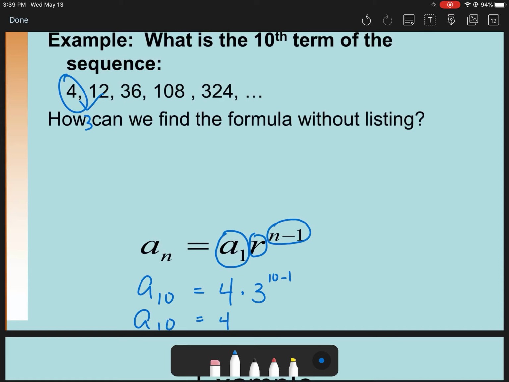Now, the first thing we need to do, and this is where a lot of the errors are made, a lot of people take 4 and 3 and multiply them first to get 12, and then they raise it to a power.